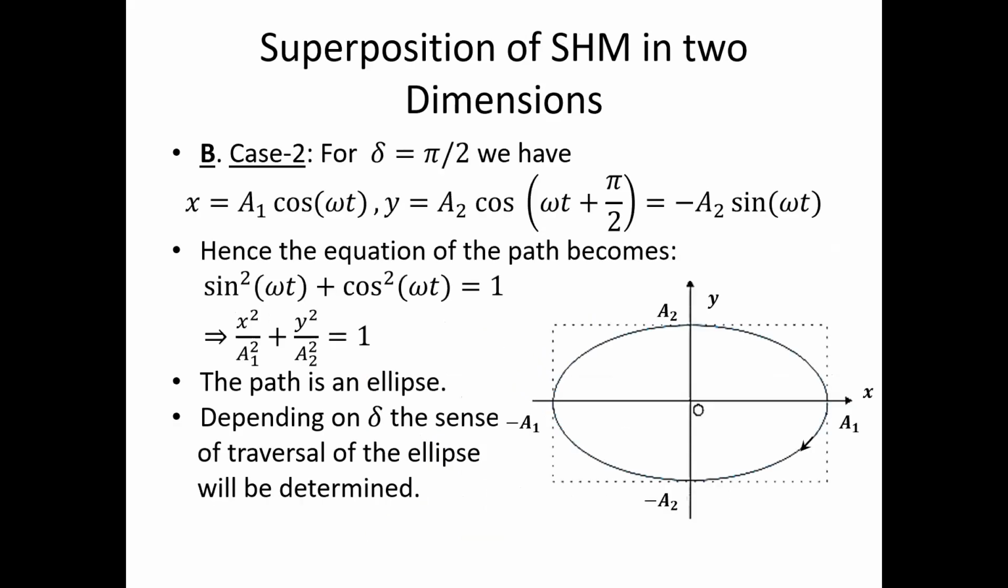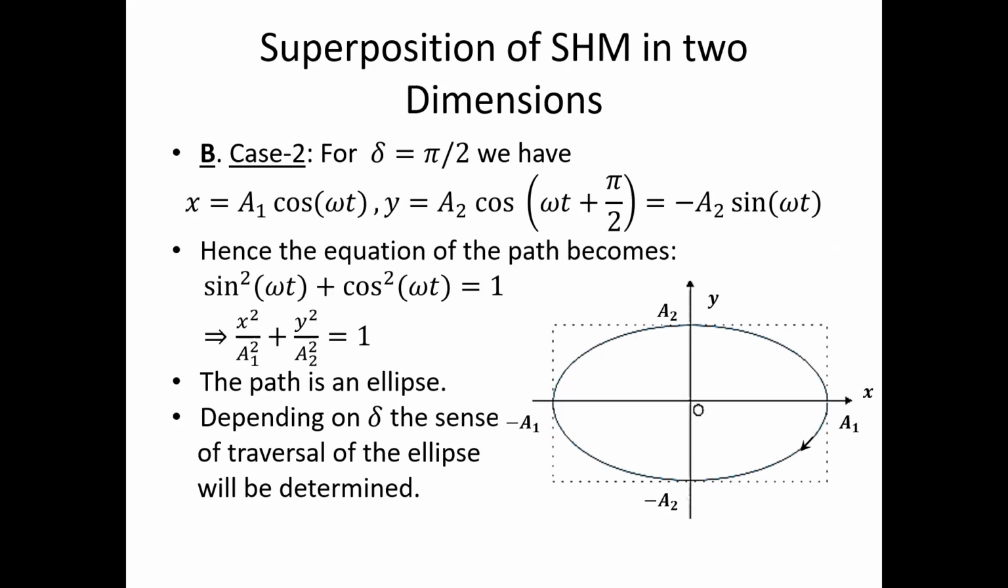For the second case, where delta equal to pi by 2, we have x equal to a1 cos of omega t and y equal to a2 cos of omega t plus pi over 2. That is equal to minus a2 sine of omega t. Since one of these is cos and the other is a sine function, this gives us a clue of how to combine these two x and y variables, because we know the identity sine square omega t plus cos square omega t equal to 1. That gives us x square over a1 square plus y square over a2 square equal to 1. This is a very well-known equation of an ellipse.